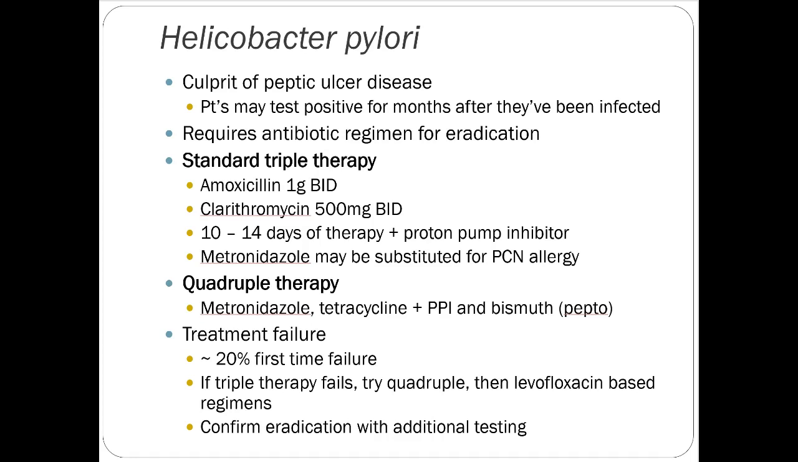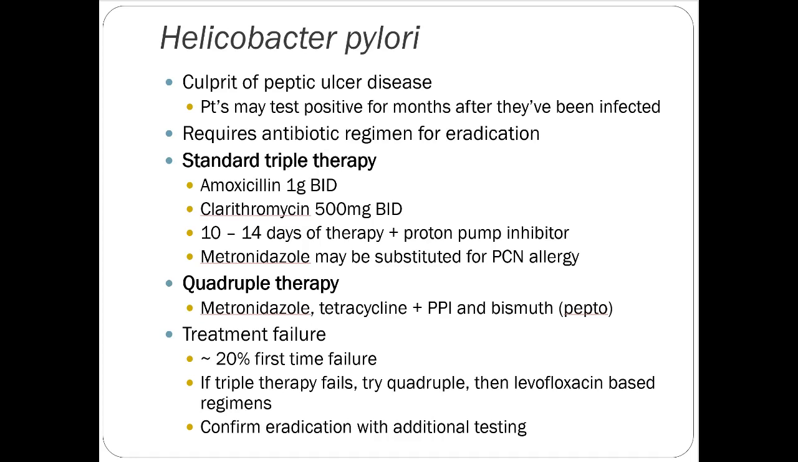You don't have to know any other doses for the test. Clarithromycin 500 BID, and then you do a proton pump inhibitor, which are drugs like Prilosec, Nexium, etc. Proton pump inhibitors are stomach acid suppressants, and that's twice a day for 14 days. If you have a penicillin allergy, you can substitute metronidazole for the amoxicillin.